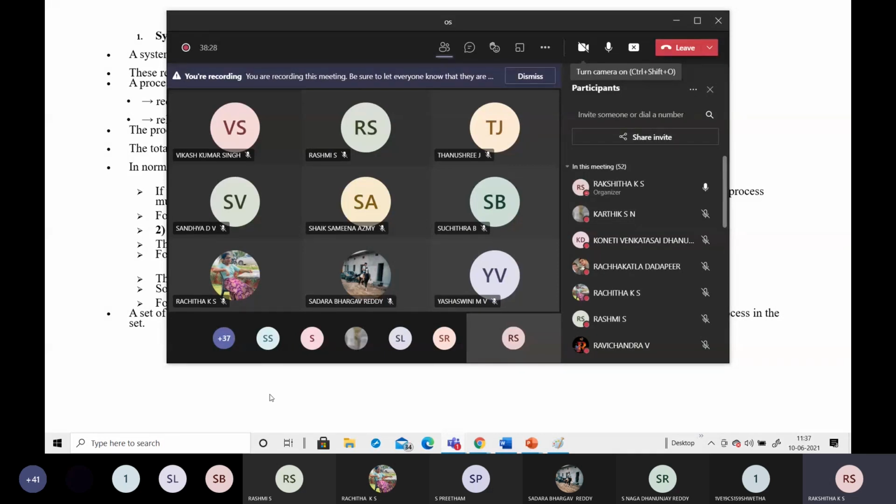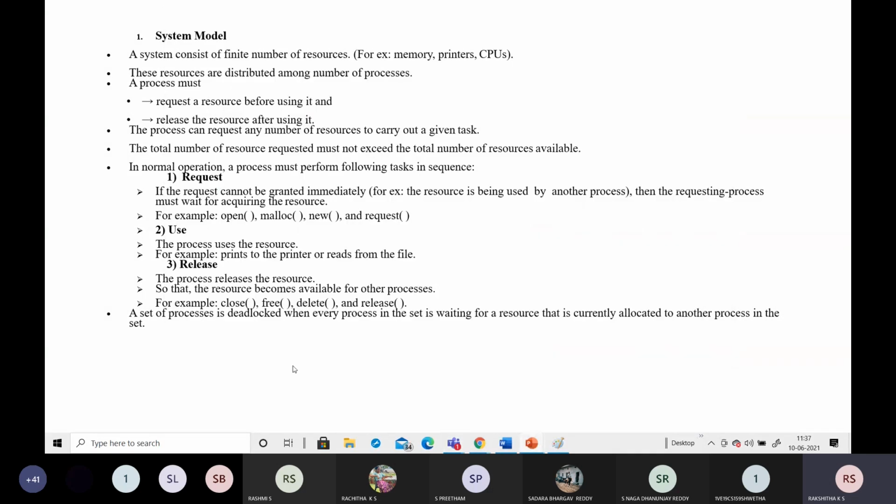In one way or another, a process is going to request resources. A process must request a resource before using it. For example, the computer is the process here. It requests the resource, the printer, before giving the printer to the user, and it releases the resource after using it. Then the computer unlocks the printer after it has been given to the user.